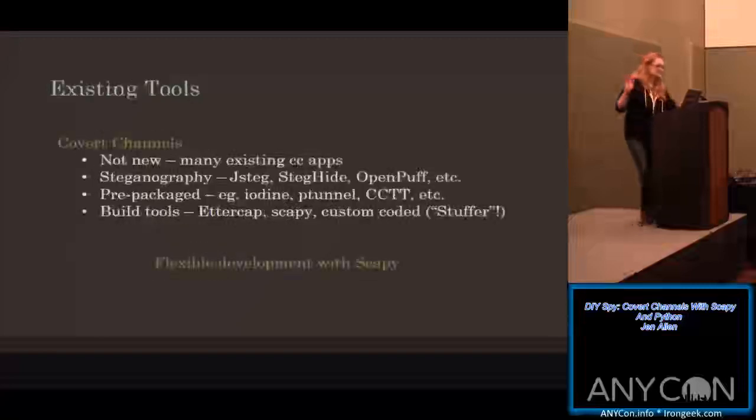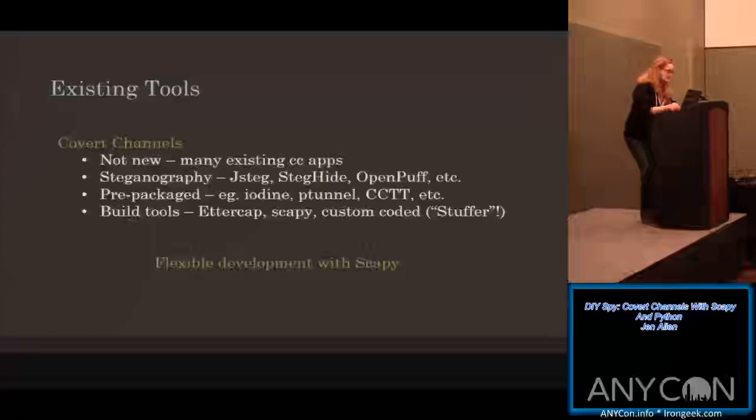So there's a lot of existing tools, as I mentioned. Covert channels are nothing new. They've been around for a very long time. There are a lot of existing apps that you can download. Some of the concepts in hiding data, steganography, for instance, hiding data within other media. So things like JSTEG, StegHide, OpenPuff. You've heard of these. A lot of ways to hide via steganography.